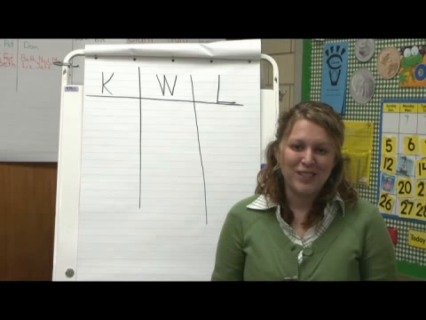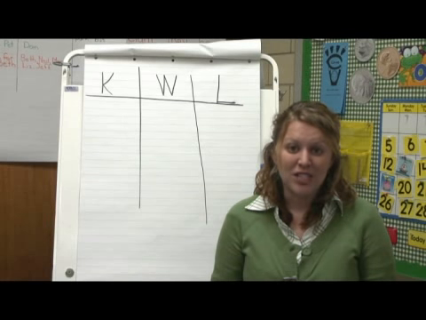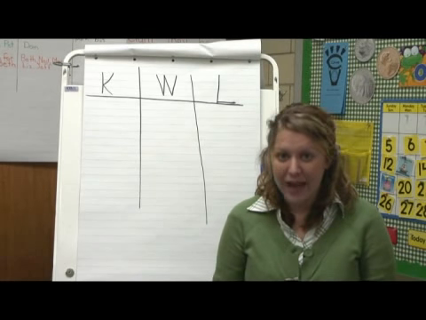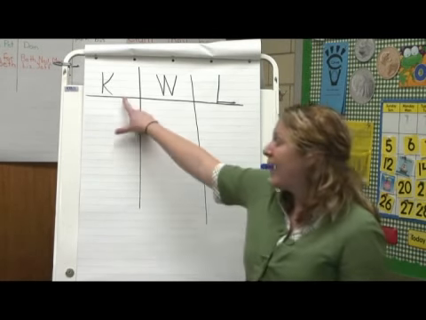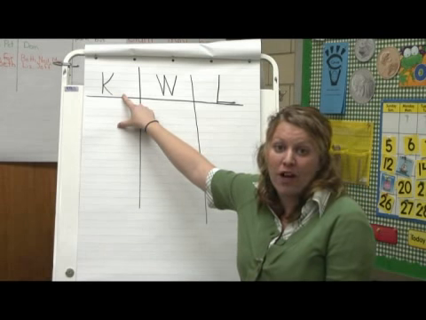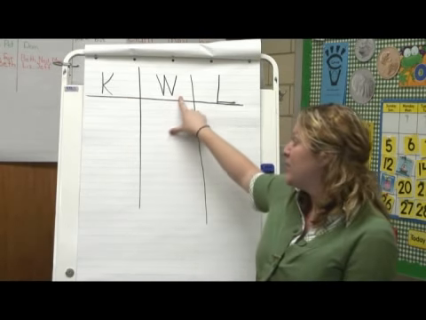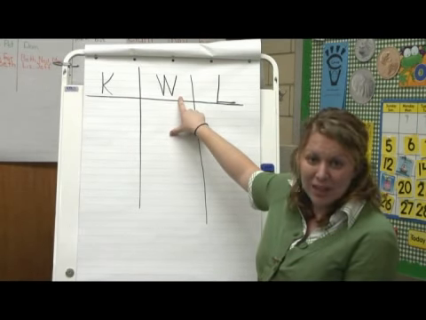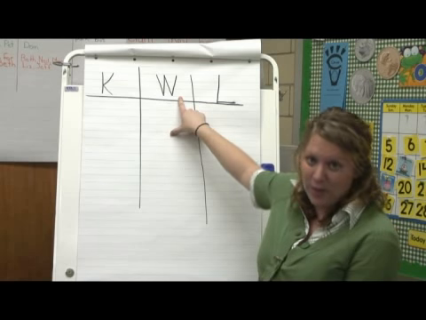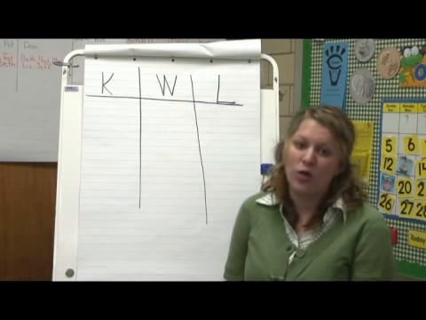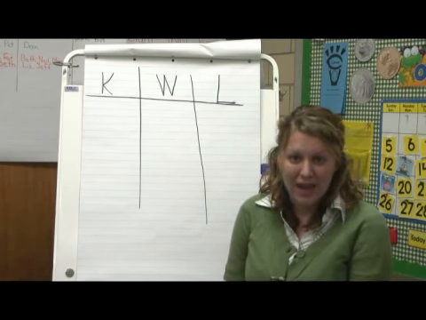One of my favorite resources to use when teaching a new topic to children is something called a KWL chart. The K in the KWL chart stands for what we already know. The W stands for what we would like to learn or what we'd like to know. And the L in the column stands for what we learned through our process.